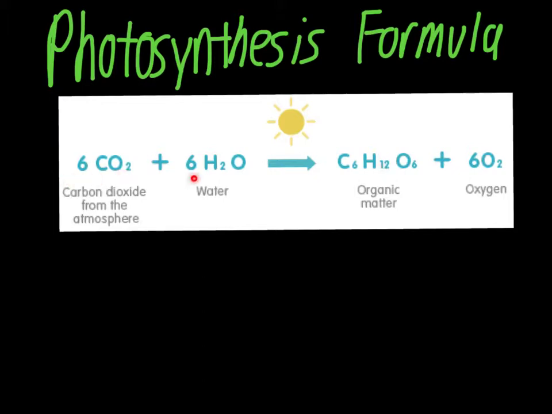6 CO2 plus 6 H2O yields C6H12O6 and 6 O2, 6 oxygen. And then usually for sunlight, you can just draw it over the arrow or something like that. You don't have to draw an actual sun, but if you just write in sunlight, that's fine. There is no formula for light, so it's not something that you have to include.